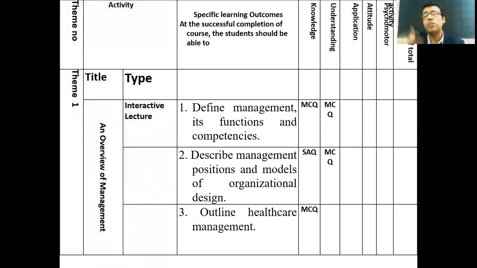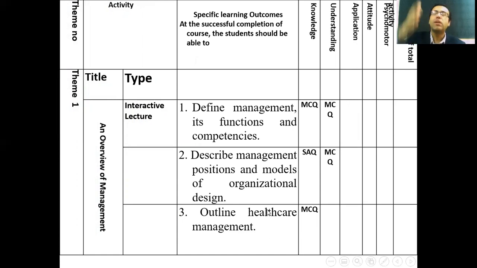This is an example of the blueprint. Notice with me, we make a table. In this table, you should write the number of the theme, the title of the activity, for example, an overview of management, the type of this activity, which is an interactive lecture, then the specific or intended learning outcomes of this lecture: number 1, define management, its function and competences. Number 2, describe management positions and models of organizational design. Number 3, outline healthcare management.